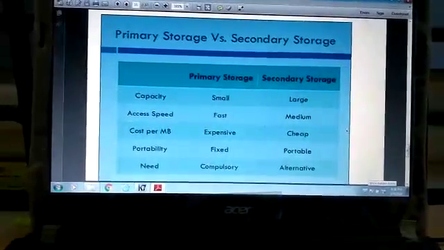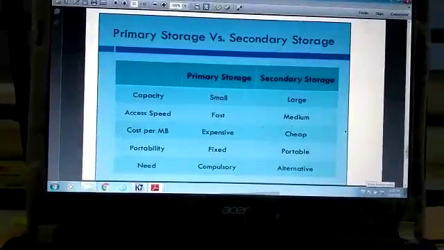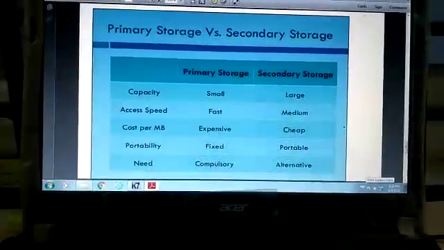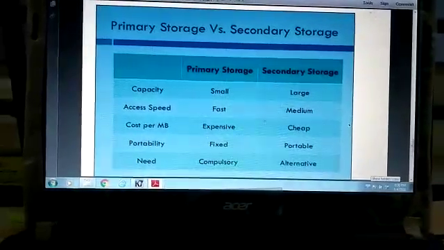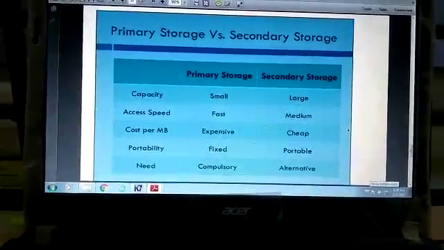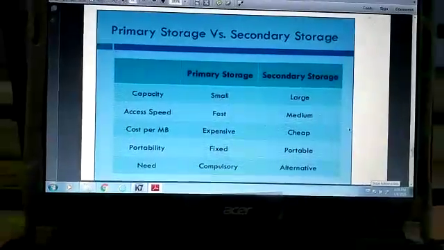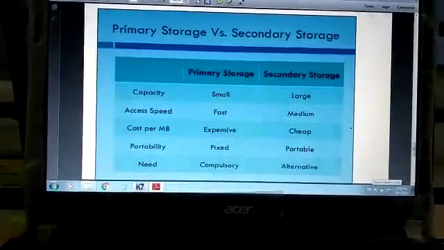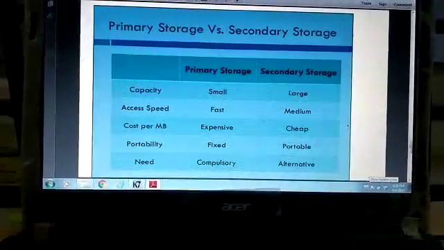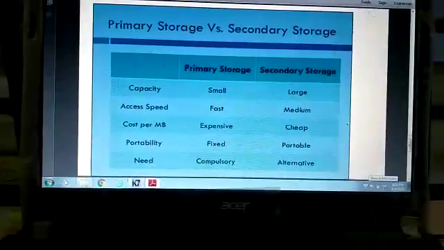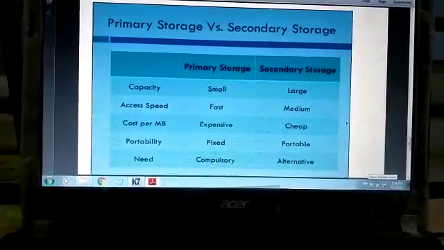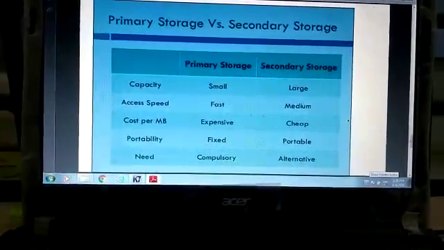So a small differentiation here. You can see the primary storage and secondary storage. The rubrics are capacity, access speed, cost, portability. When we compare like this, capacity wise, primary is small, secondary is large. Access speed, primary very fast, secondary medium. Cost per MB, it's very expensive in primary storage, whereas in secondary it's very cheap. Portability, primary is fixed in our systems. Secondary is portable, wherever we go we can carry it.